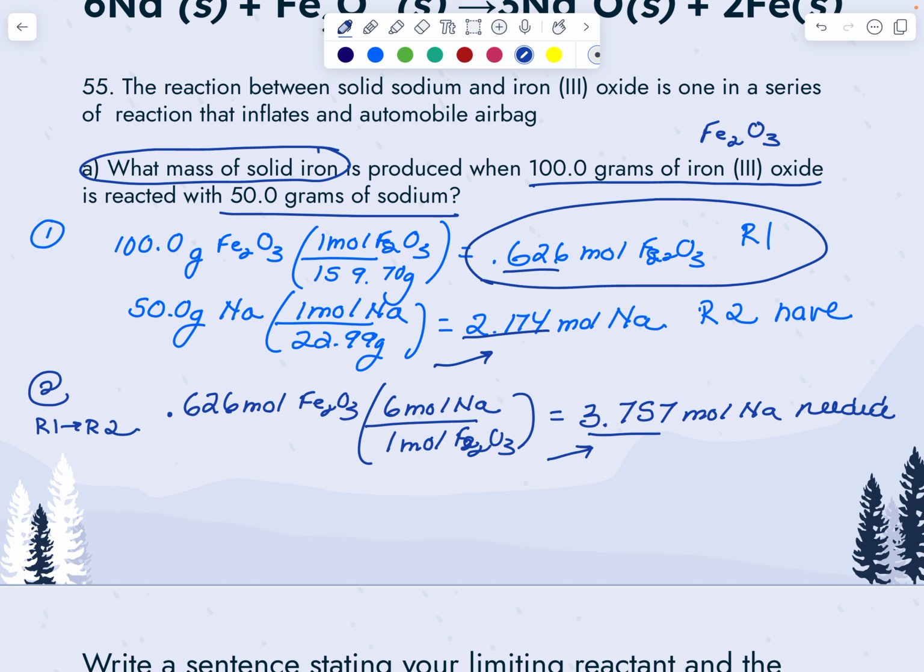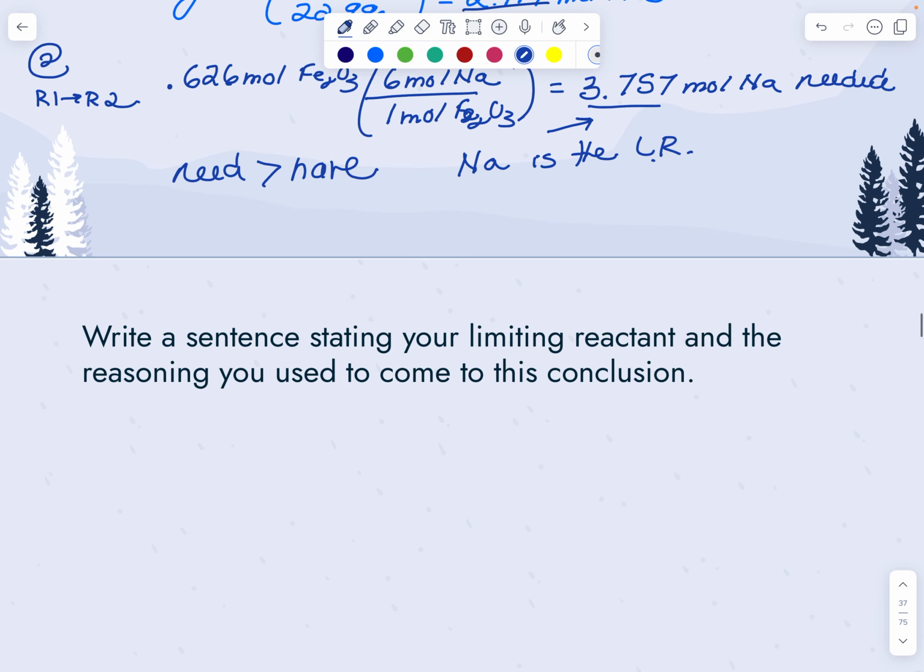So since I need more than I have, right? I need more than I have. That means that it's not going to be in excess. That's the one that's going to get used up. I need to use 3.7 moles. I only have 2.1 moles. So sodium is the limiting reactant. Right? Write a sentence stating your limiting reactant and the reason you used to come to this.